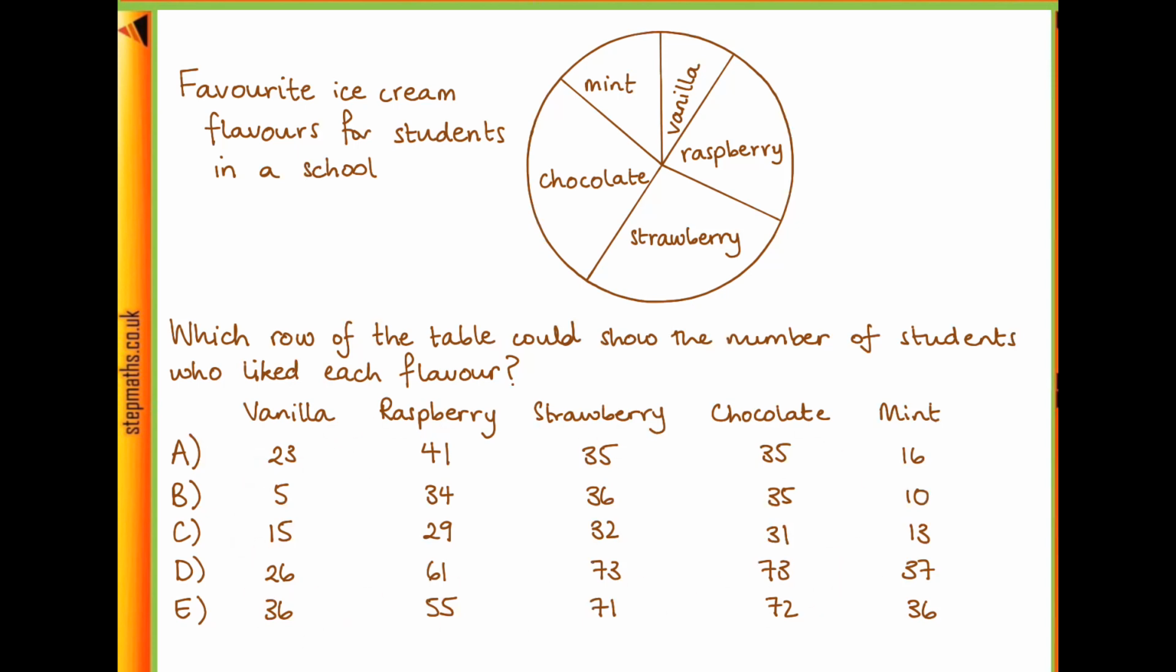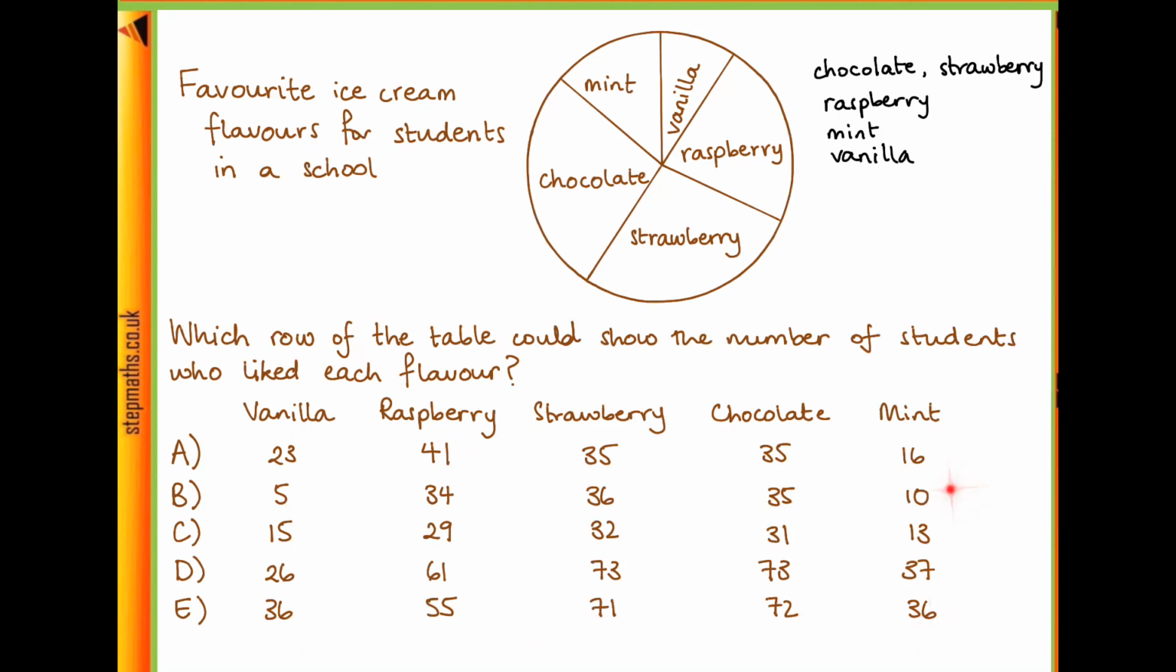Okay, so what characteristics of this pie chart can we use to determine which row it should be? One thing we could do is put all of these flavours in order from most popular to least popular and see if that matches up with the rows. The most popular flavours definitely seem to be chocolate and strawberry, and they look fairly even. It's quite hard to tell which one's the bigger one. So we have chocolate and strawberry at the top of our list, then it seems that raspberry is the next most popular one, then mint, and vanilla is the least popular.